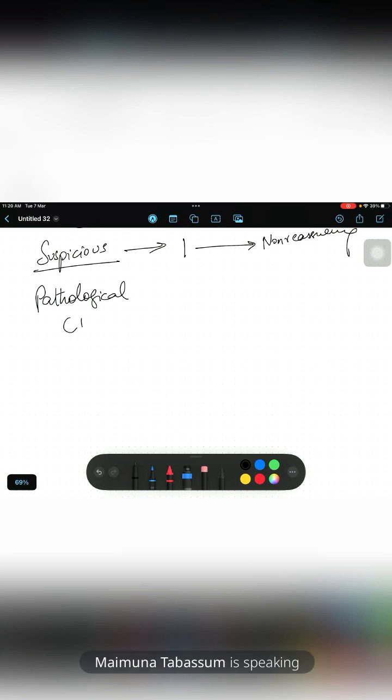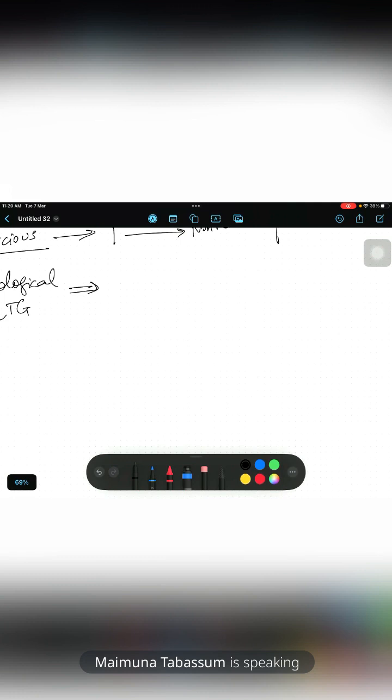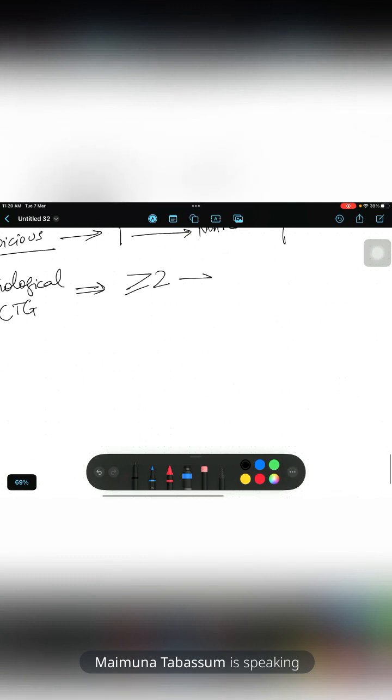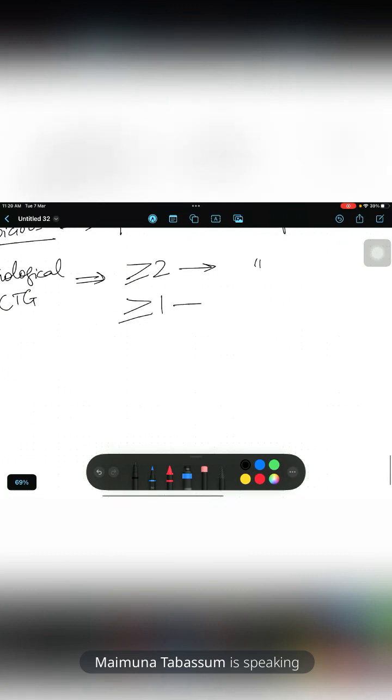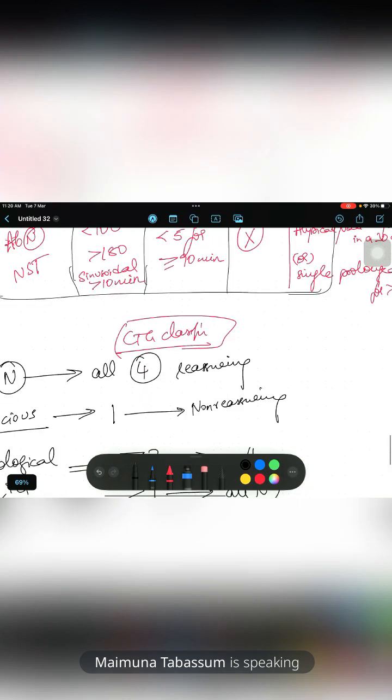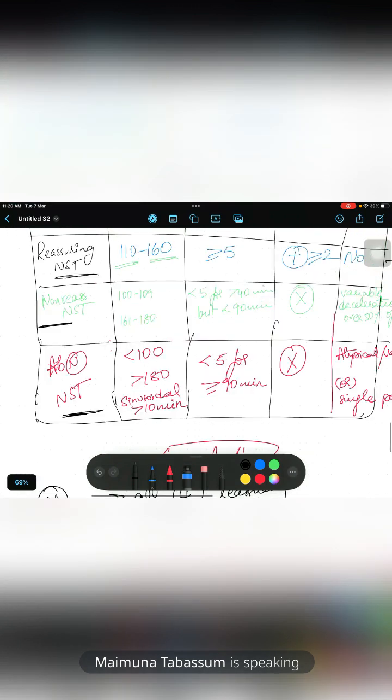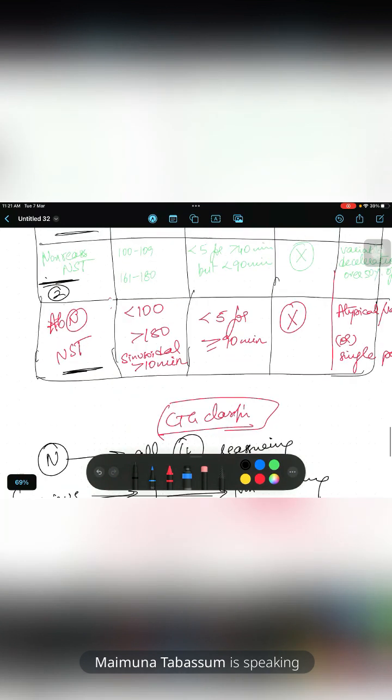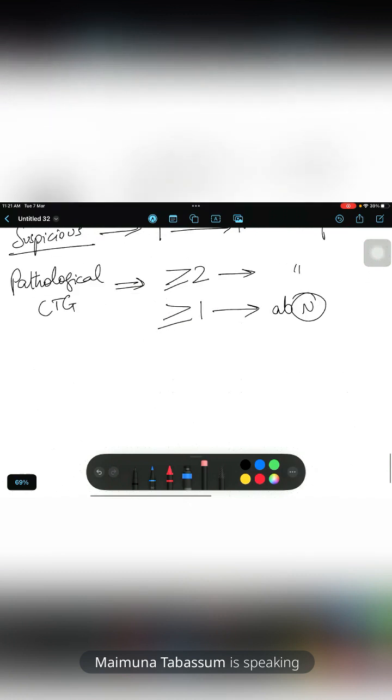Coming to the pathological CTG. When will you call it pathological? Greater than or equal to 2. That is, at least 2 components should be non-reassuring, or at least one component should be abnormal. Either this might be present or these 2 factors might be present. At least 2 factors in non-reassuring, at least 1 factor in abnormal NST. Then it is called the pathological CTG. If there is a pathological CTG, immediate delivery is the only option.